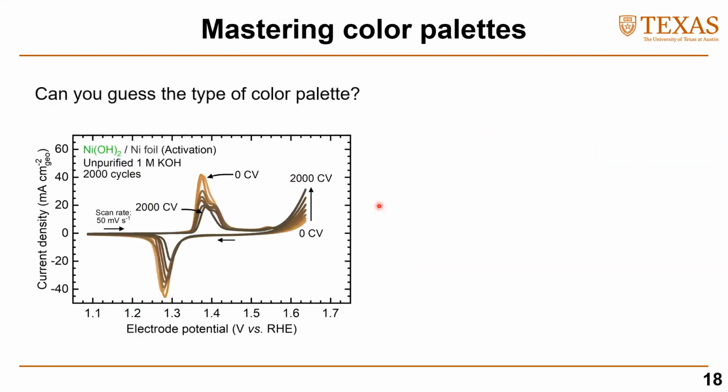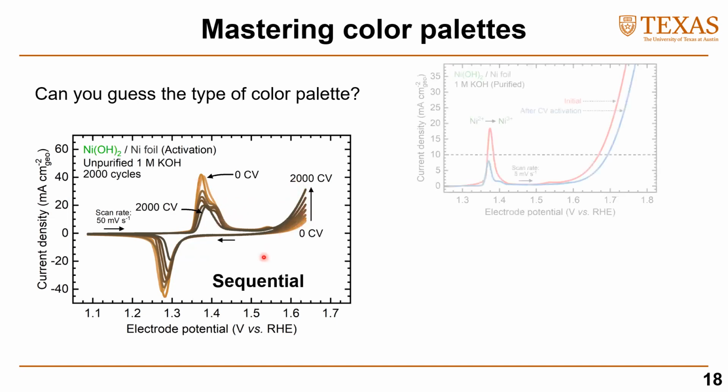All right, let's go through a couple of examples. So for instance, this one, can you guess what kind of color palette it is? Notice that here we go from a light brown and then we have a dark brown. So this is a sequential one. We're just changing the hue or the lightness of the same color.